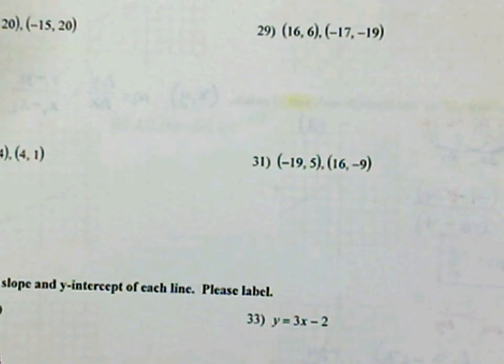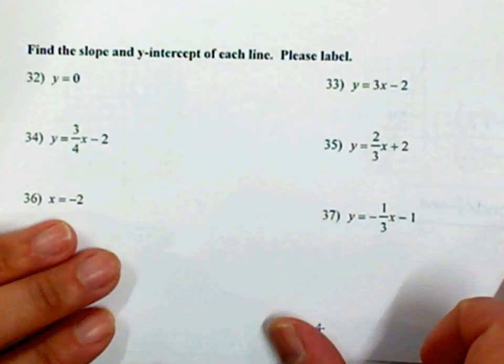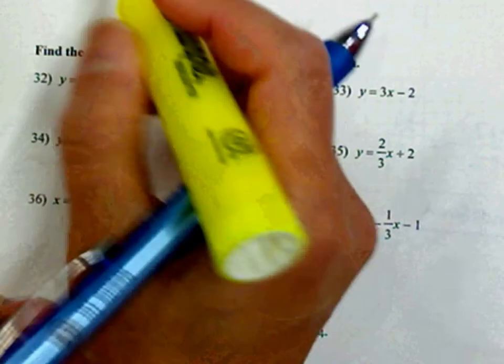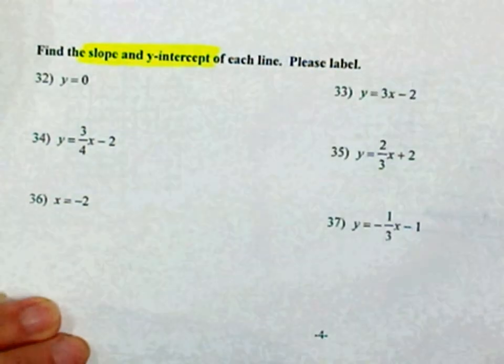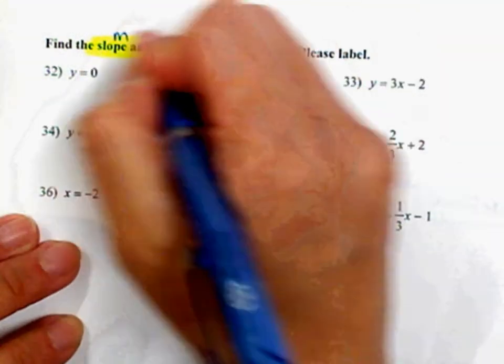All right, welcome back. Here we go. This part you guys love. It's kind of pretty easy, okay? It goes really fast. Find the slope, and now we're introducing the y-intercept of each line. So make sure you label, slope is M, y-intercept is B, okay?